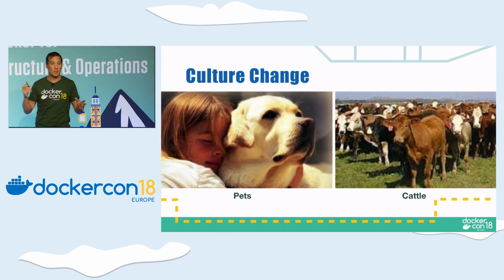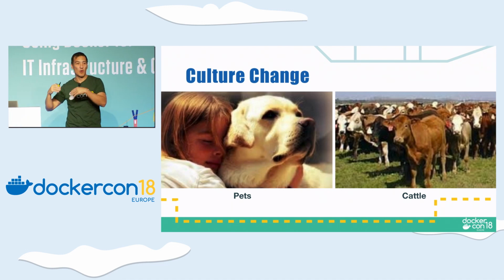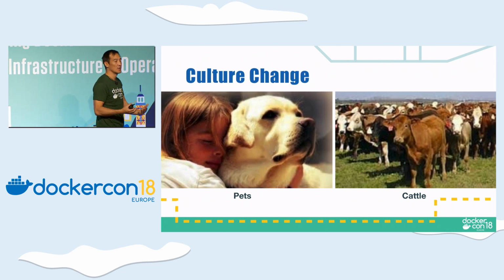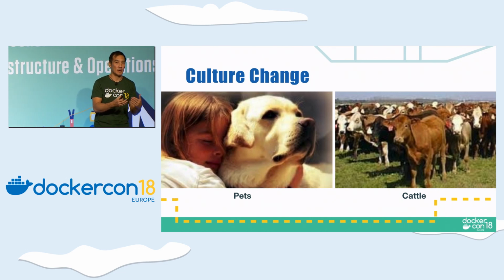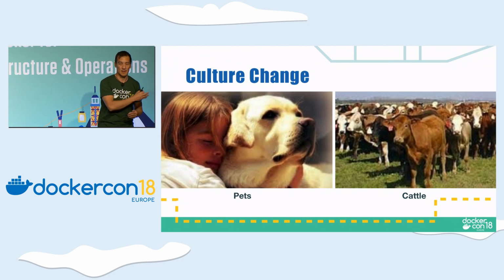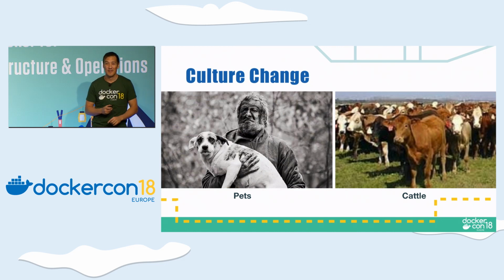So does everybody here know about pets versus cattle? Okay, for those of you who don't know, pets are the old way of doing things where you actually name servers, you take care of them, and you love them. And cattle is the more modern, cloud native way, where you have anonymous servers. If one of them gets sick, then you just replace it. Now, what's wrong with this picture? Okay, for me, that girl is a little bit too young. These are most of the ops guys that I know.